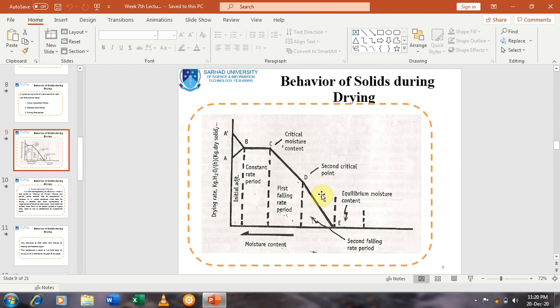From C onward to D, and from D to E, combined C, D, E is termed as the falling rate period, and it is subdivided into two phases. From C to D is the first falling rate period, and from point D to E in the graph is termed as the second falling rate period, and combined it is termed as the falling rate period. C is the critical moisture content, D is the second critical moisture content, and E is termed as the equilibrium moisture content.